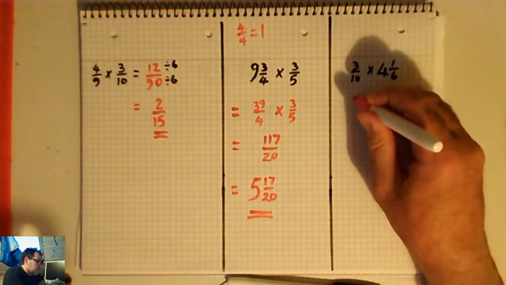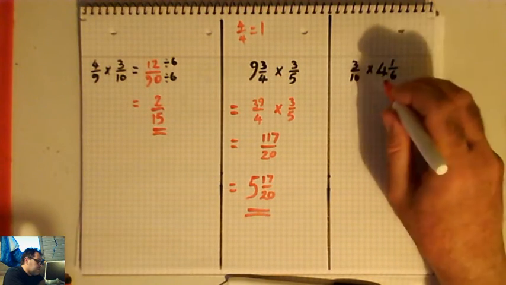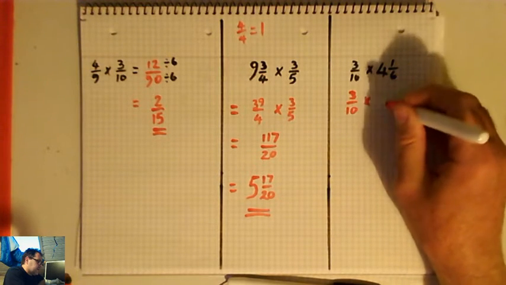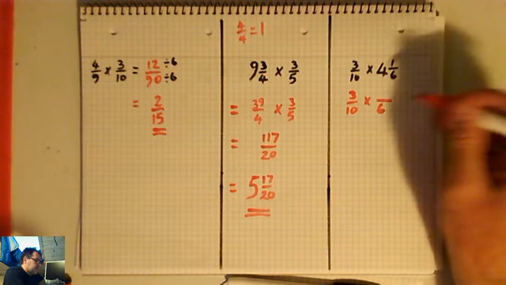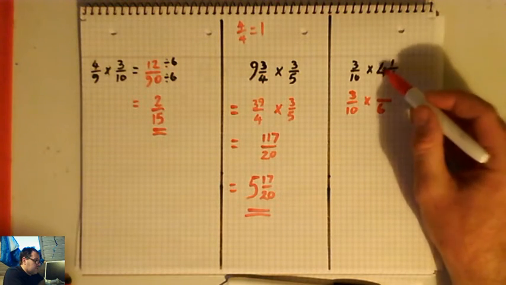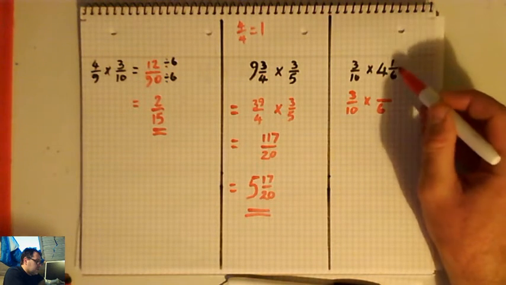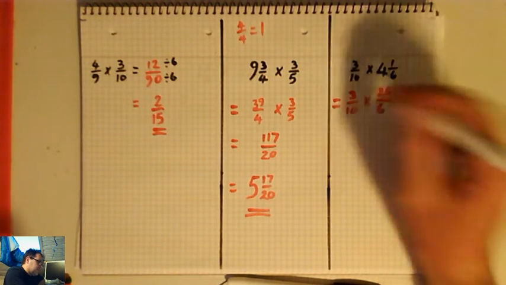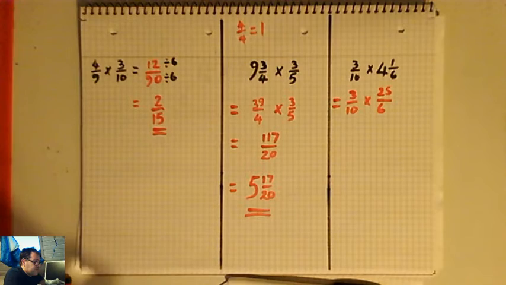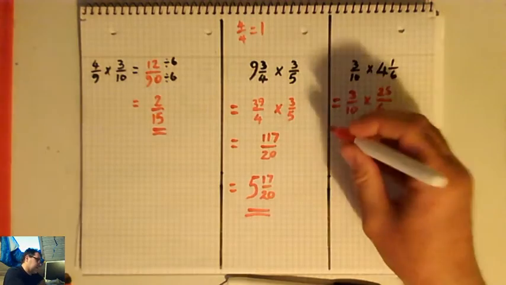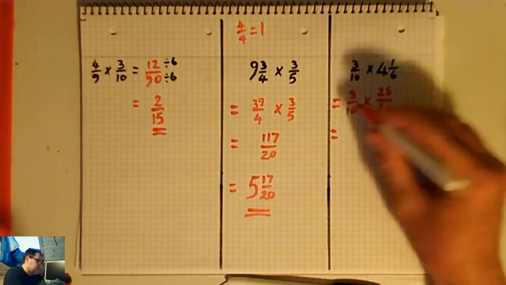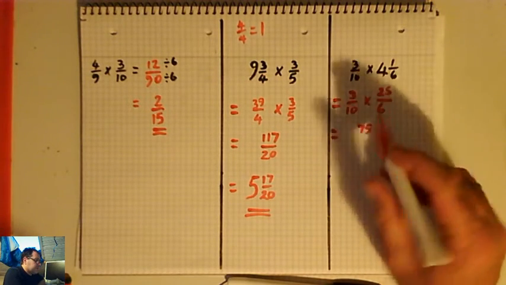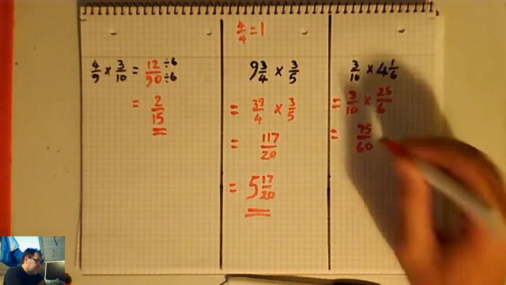Next one. So I've got 3/4 times 4 and a 6th. I'd like to make that 4 and a 6th into a single fraction out of 6. So I say 4 times 6 is 24, plus the extra 1 makes 25. So that's the same as 3/10 times 25/6. And then I just do top times top. 3 times 25 is 75. Bottom times bottom, 10 times 6 is 60.